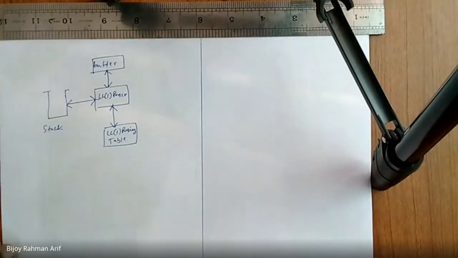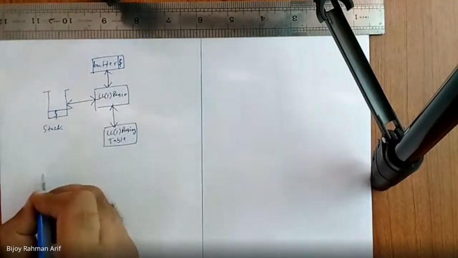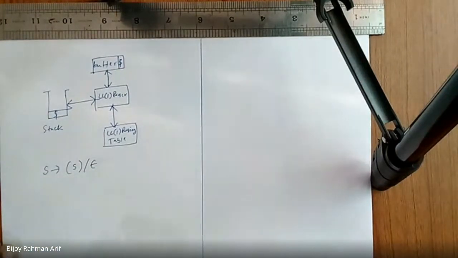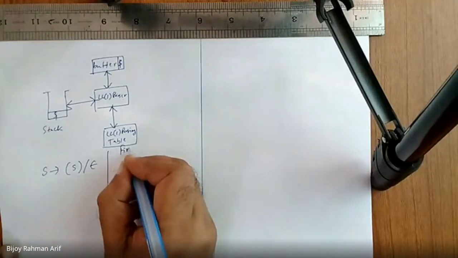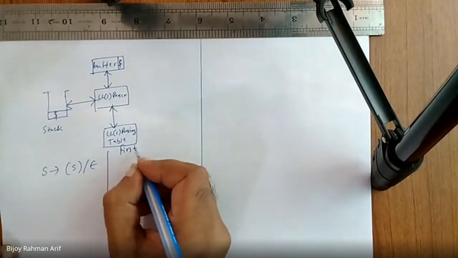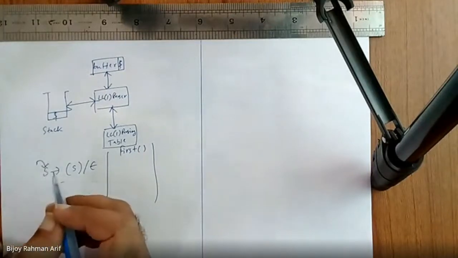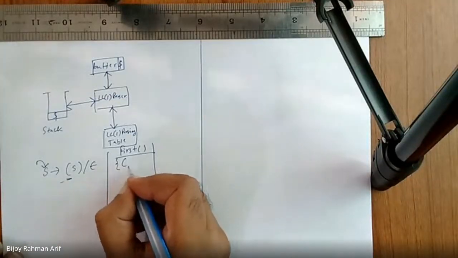Let's take a very simple example first, then we are going to complicate it. Let's take this one: S goes to (S) S or epsilon. So what would be my first task for generating the LL1 parsing table? Finding first and follow. So what would be the first of S? There is only one variable. Open parenthesis. Remember, epsilon is also included, so open parenthesis and epsilon.